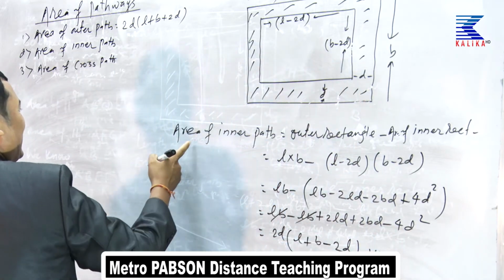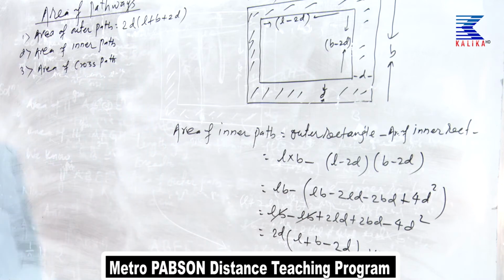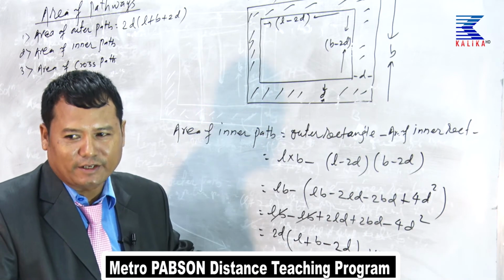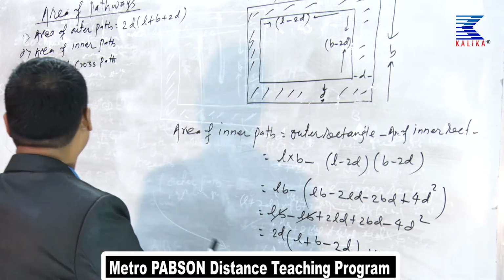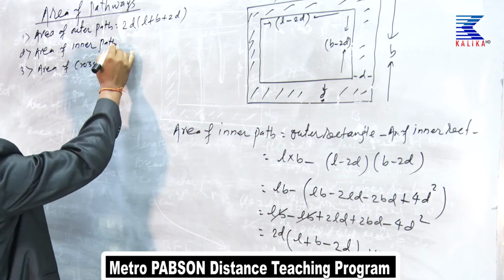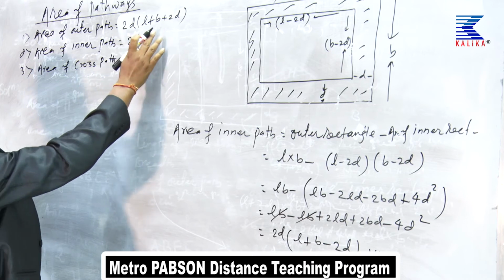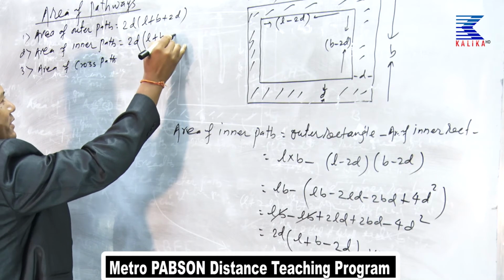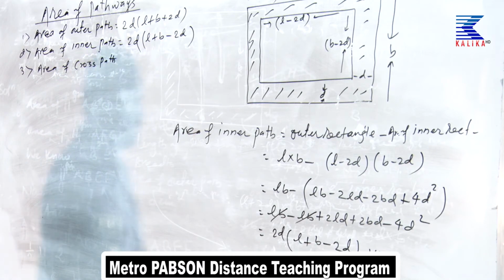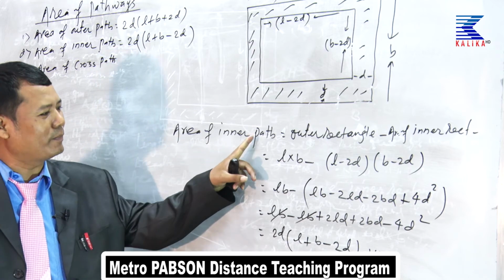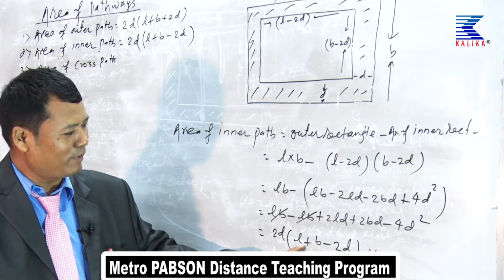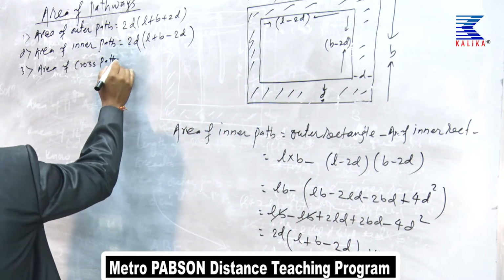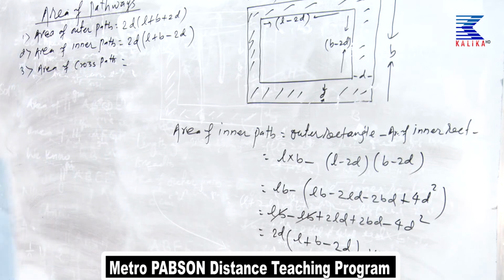If you find the area of inner path, we use the formula 2D (L plus B minus 2D). Area of inner path is equal to 2D (L plus B minus 2D), the same formula. Clear everybody? And next, area of cross path.